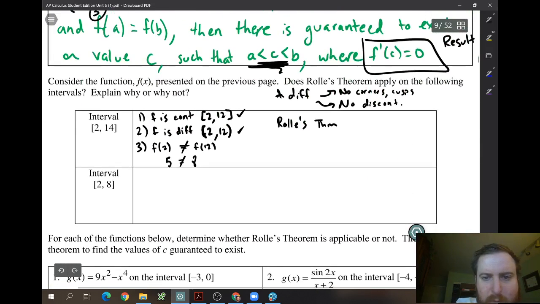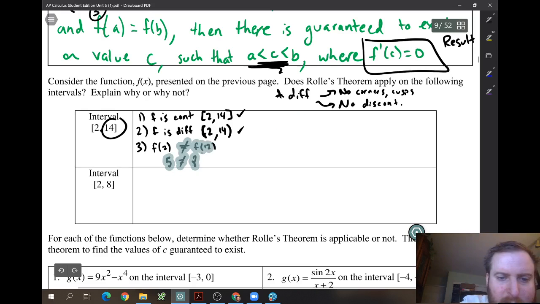Did I mess this up? Yeah, I totally misread that. That's 14. Okay, so this is 2 to 14. So let's check for 2 to 14. So for 2 to 12, we would say it doesn't apply. But this was actually 2 to 14. So let's go in and fix this.